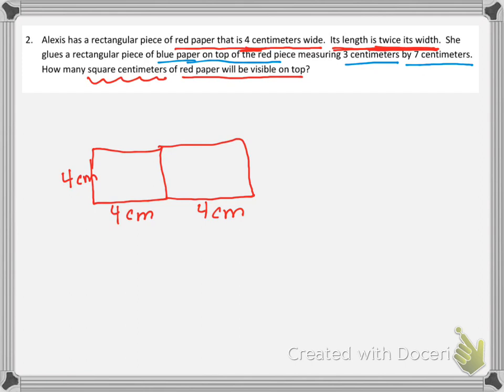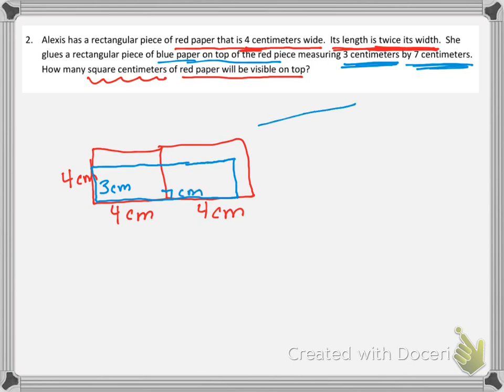But now Alexis has decided to take that blue paper and put it on top of the red paper. But this blue paper is 3 centimeters by 7 centimeters. So let's go about right here. And since the red is 8 centimeters, we only get 7 centimeters. And we're going to stop it right about here. So this section is covering the red, and this is 3 centimeters, and the bottom is 7 centimeters.